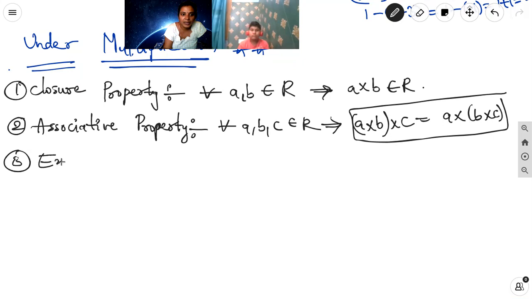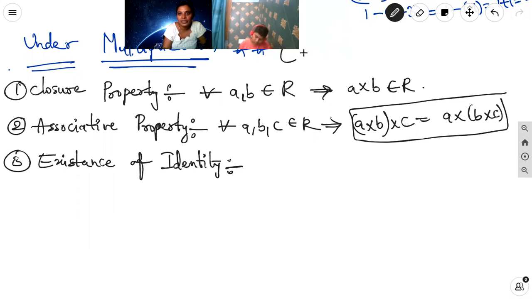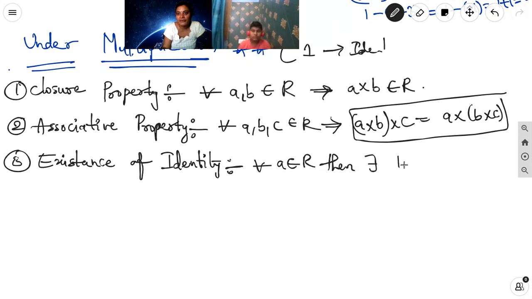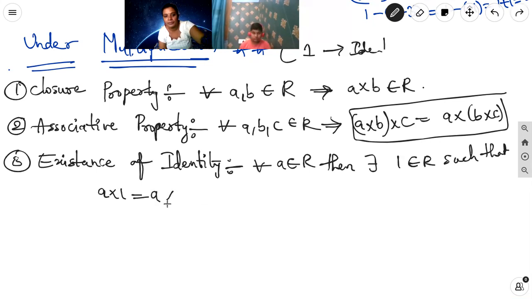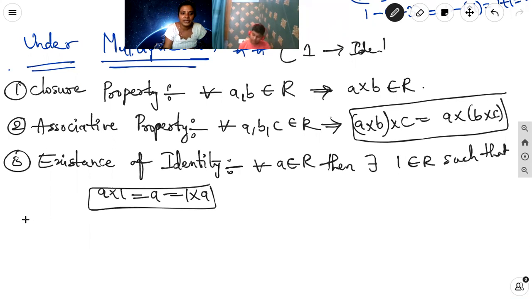Third one, existence of identity. We know that 1 is the identity under multiplication. So for any A belonging to capital R, there exists 1 belonging to capital R such that A into 1 equals A equals 1 into A. That is the existence of identity.